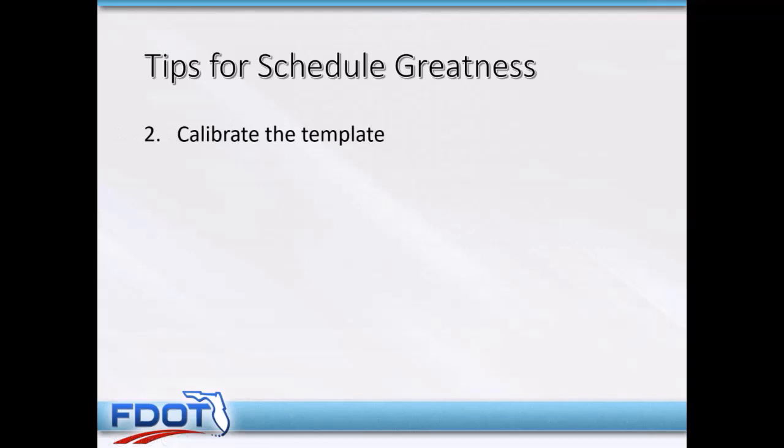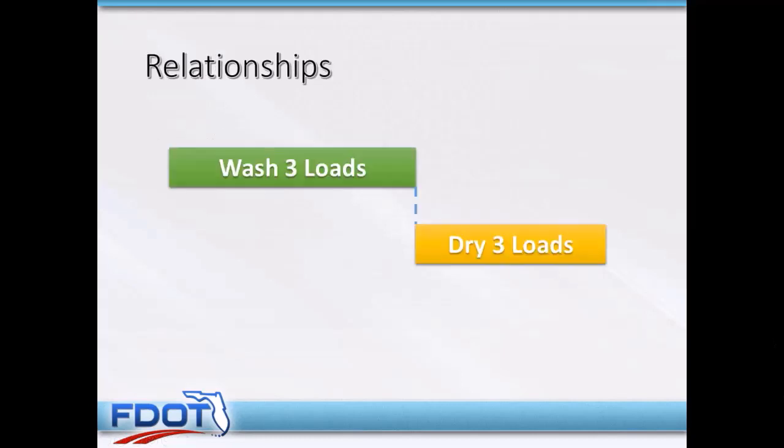Okay, on day one, you're going to have to calibrate that template because the schedule is different for every project. Even though we use a generic template and a lot of relationships are the same, we have to check and see if the relationships are actually valid for the project that we're working on. Okay, let's go back and take a look at the washer dryer example. We were doing a little bit of calibration when we did this.